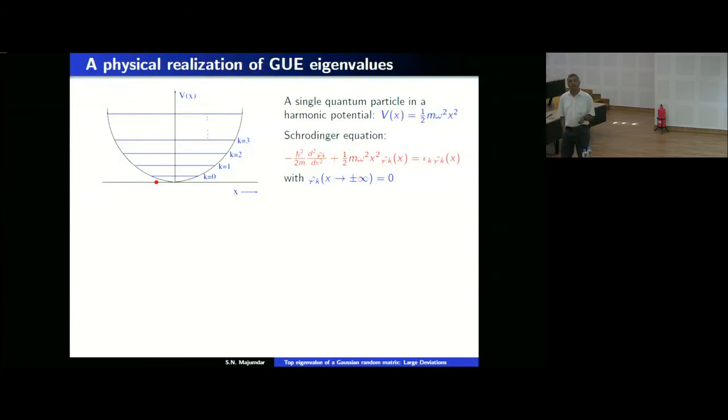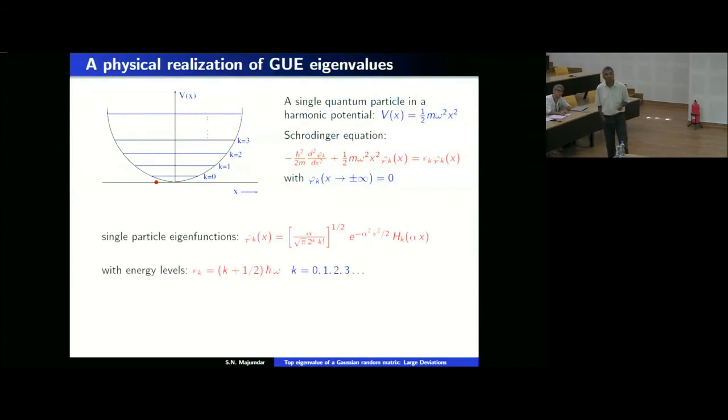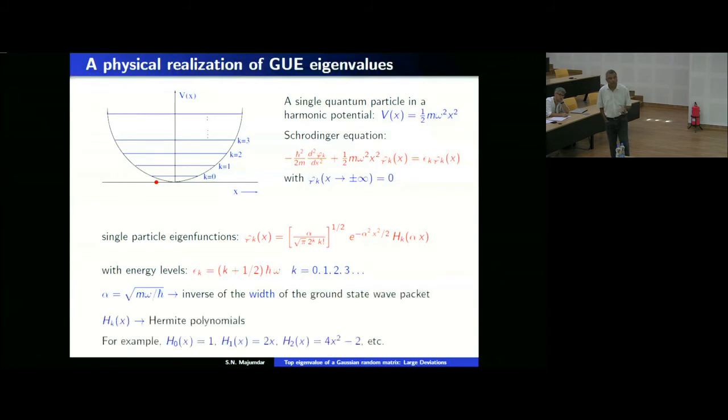So you just put it there. Epsilon k are the levels. And I put the boundary condition that phi k should vanish at plus minus infinity. So we know how to solve this problem. We have all learned this. The single particle eigenfunctions are just Gaussian times Hermite polynomials. Hermite polynomials are just H0(x) is 1, H1(x) is 2x, H2(x) is 4x squared minus 2. And this alpha here is just the inverse length scale. This is just m omega by h bar. So this is just the width of the ground state wave packet.